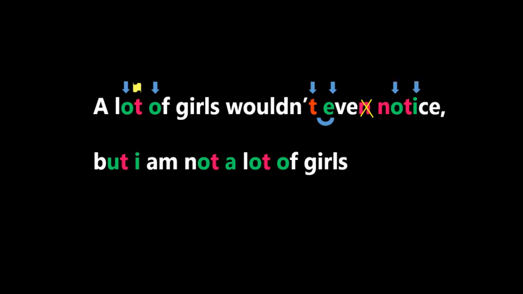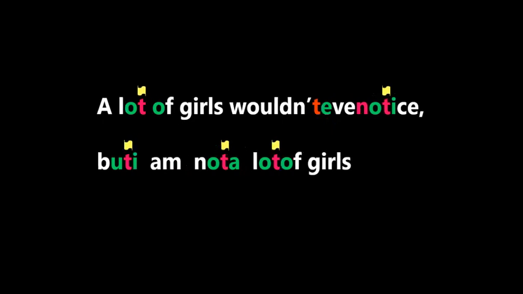And the T sound between vowels, it can be flapped, notice. The T sound between vowels, but I. The T sound between vowels, not a. And the T sound between vowels, it can be flapped, lot of. If we write the sentence by pronunciation, a lot of girls wouldn't even notice, but I am not a lot of girls. Please listen and repeat after me. A lot of girls wouldn't even notice, but I'm not a lot of girls.